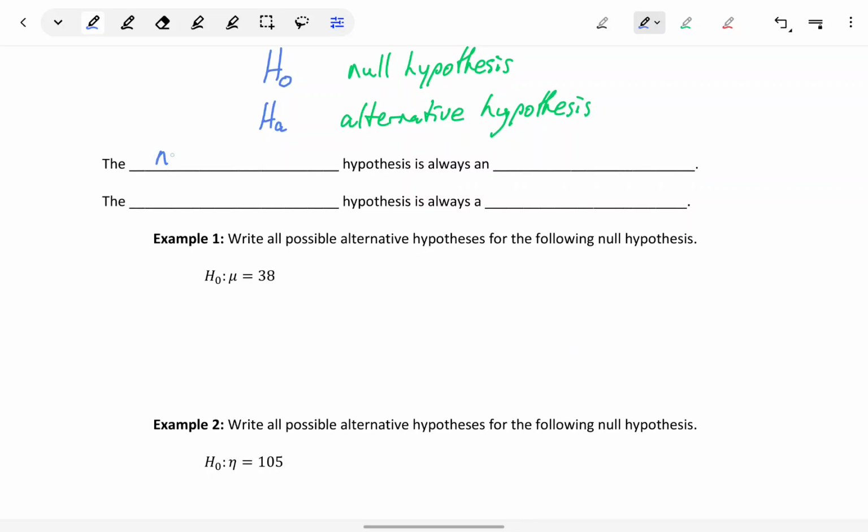The null hypothesis, which again is H sub 0, is a hypothesis that is always an exact equivalence. The other way to say that is there's always an equal sign. The alternative hypothesis, that again we represent as H sub A, is always a strict inequality.